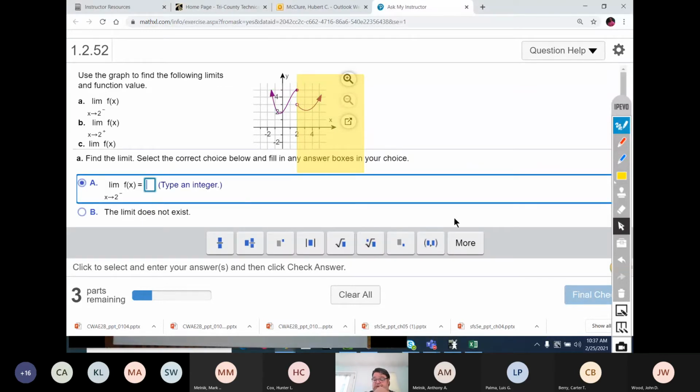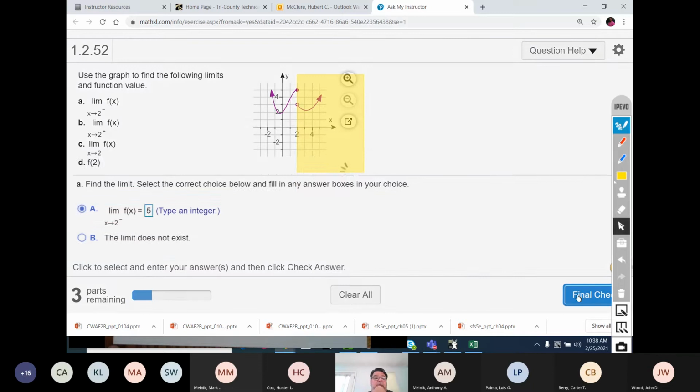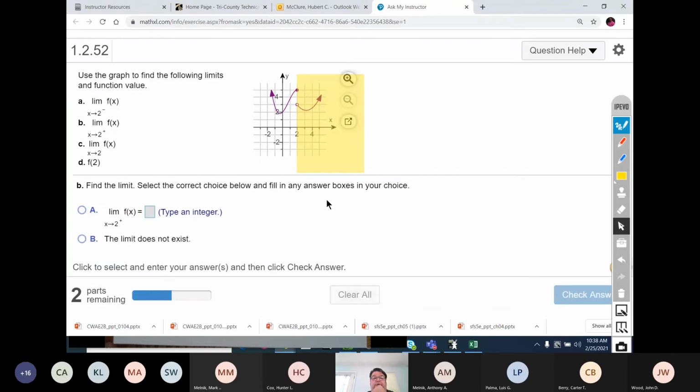This looks like a test question, because if they ask you to come from the right, and then ask is this a function, I mean, does the limit exist? This is a test question. So check. Yep, that's what they're going to do.